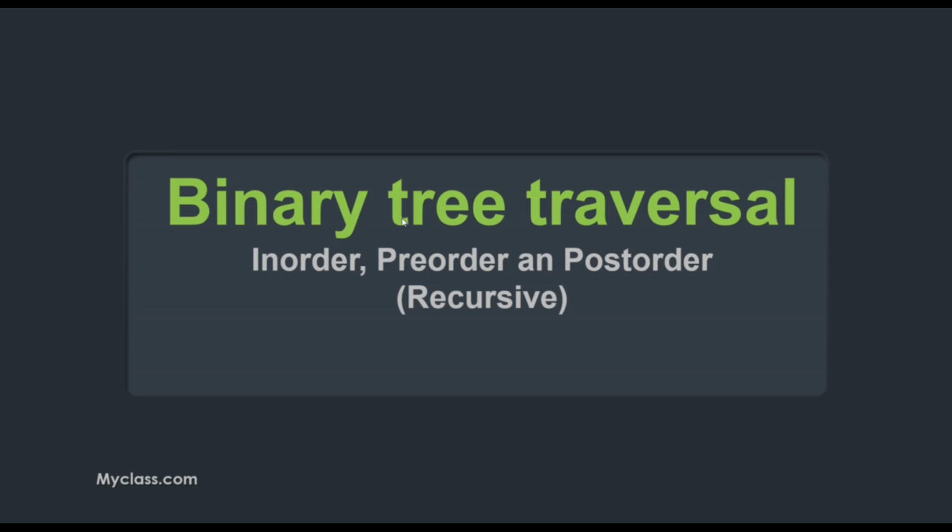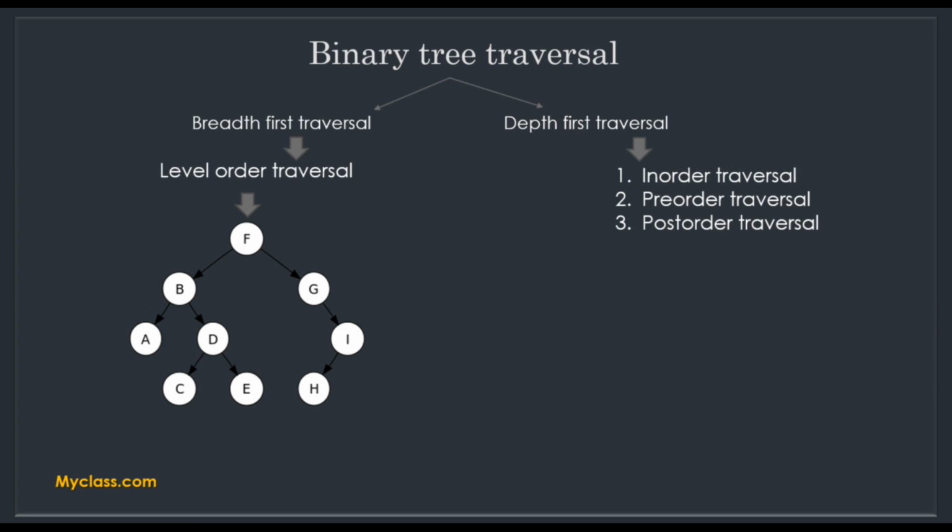In this lesson, we are going to discuss binary tree traversal, mainly inorder, preorder and postorder, and how the recursive algorithm works. First, binary tree traversal is mainly of two types: breadth first traversal and depth first traversal. Breadth first traversal has only one type, that is level order traversal.